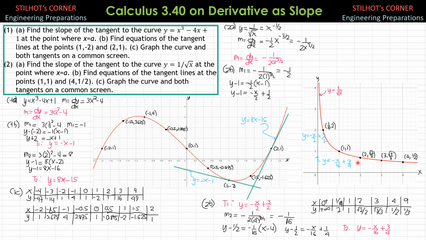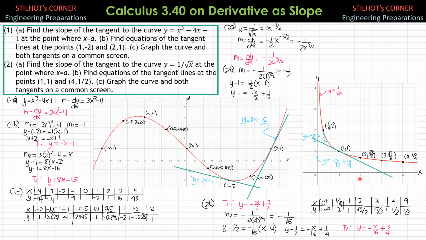So next we show the tangent at the point (1, 1), which is this. And the equation of the tangent is negative x over 2 plus 3/2. The y-intercept is 3/2, so it crosses here as shown. So y equals negative x over 2 plus 3/2.